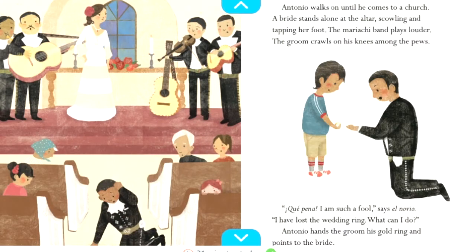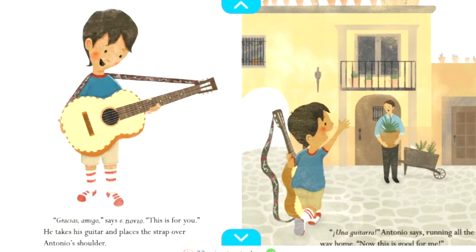Antonio walks on until he comes to a church. A bride stands alone at the altar, scowling and tapping her foot. The mariachi band plays louder. The groom crawls on his knees among the pews. Que pena, I'm such a fool, says el novio. I have lost the wedding ring. What can I do? Antonio hands the groom his gold ring and points to the bride. Gracias, amigo, says el novio. This is for you. He takes his guitar and places the strap over Antonio's shoulder. Una guitarra, Antonio says, running all the way home.